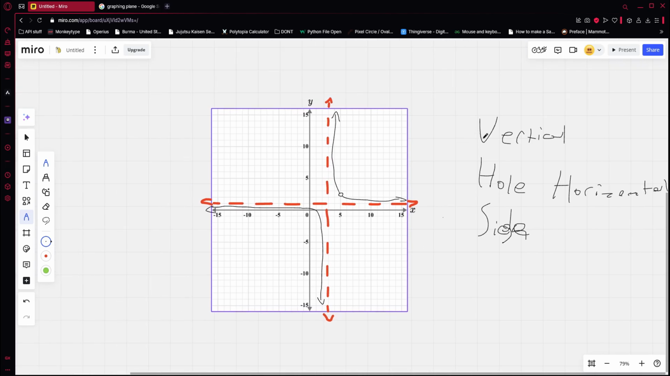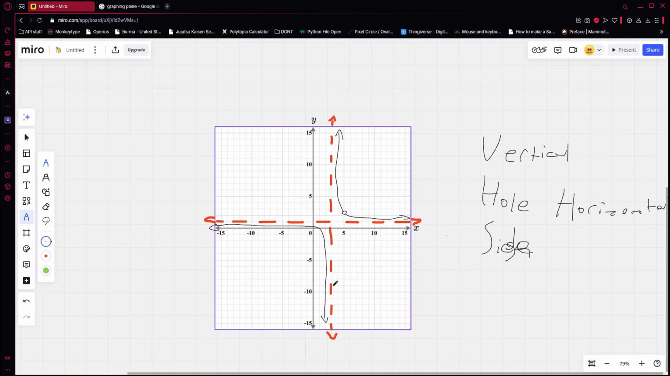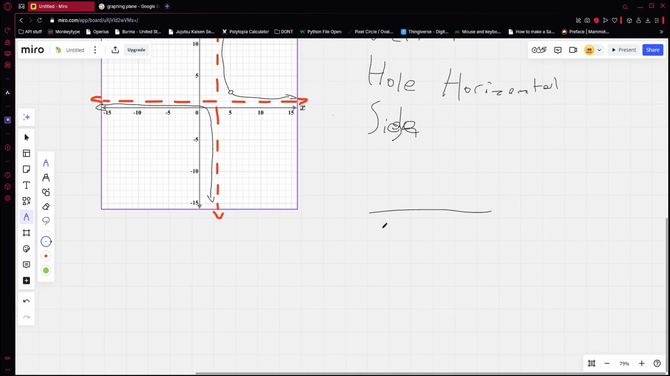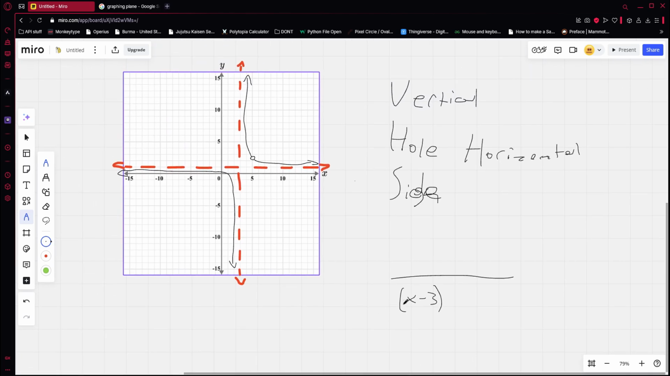So, first thing, we're going to find our vertical. Vertical asymptote is at 3. So that means our equation has to have x, remember flip the sign, minus 3 on the denominator, because vertical asymptotes are found on the denominator. Boom, that's one thing done.